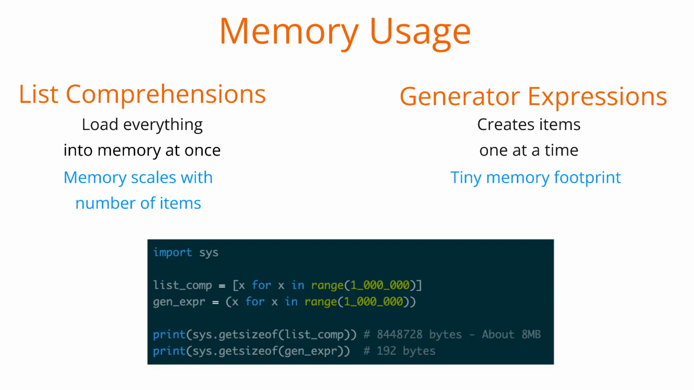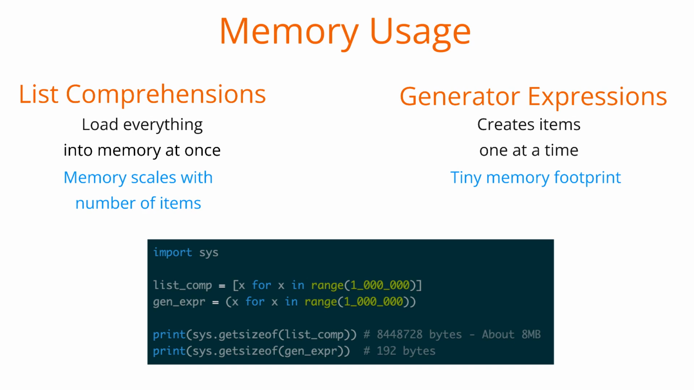Here, we're creating a list comprehension and a generator expression, both with 1,000,000 numbers. But take a look at their memory footprints. The list comprehension holds all 1,000,000 items in memory at once and uses about 8 megabytes of memory. The generator expression? It only keeps a tiny internal structure, just enough to know how to get the next value when asked. This results in the generator using less than 200 bytes of memory.